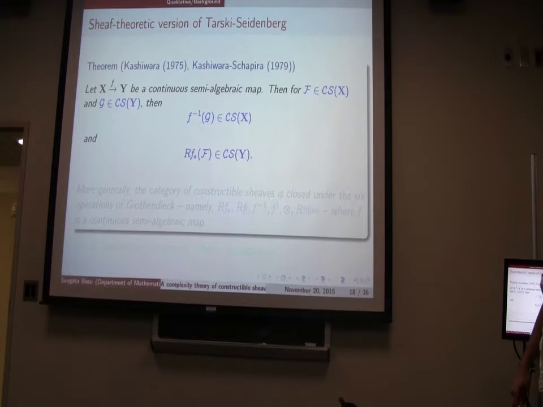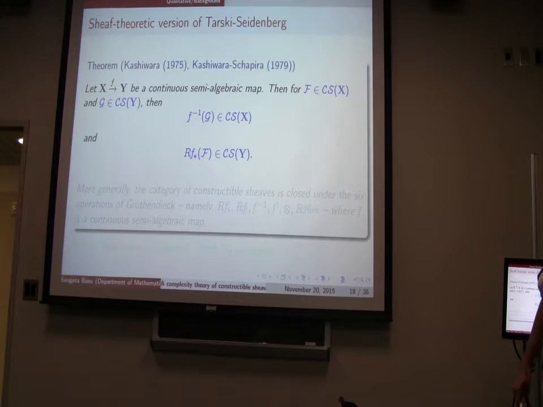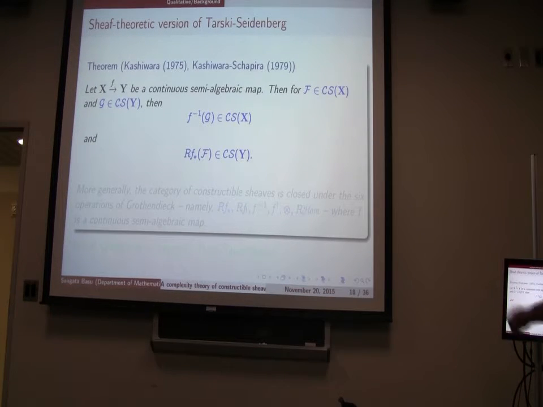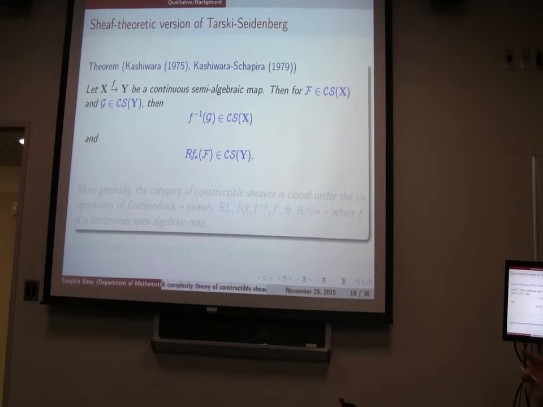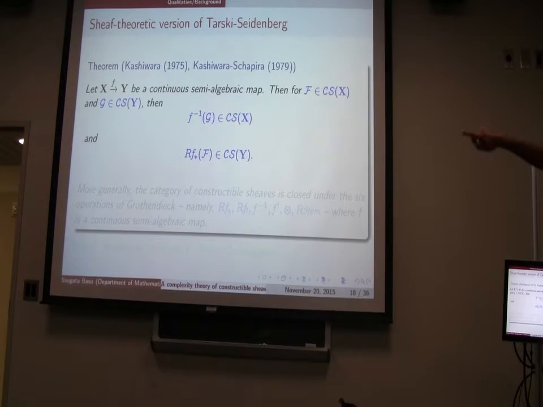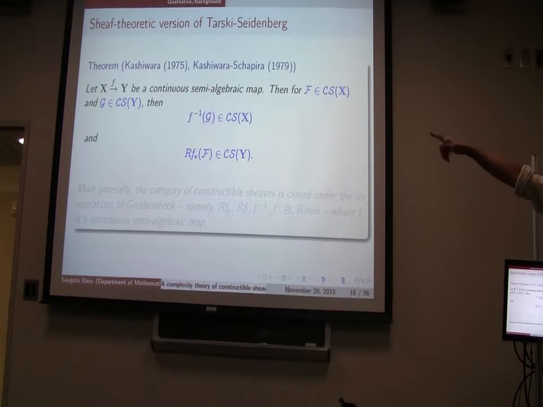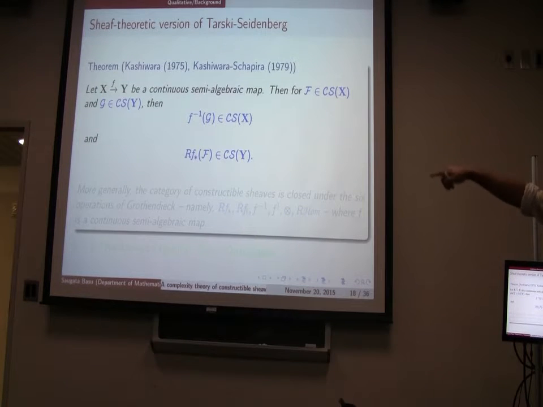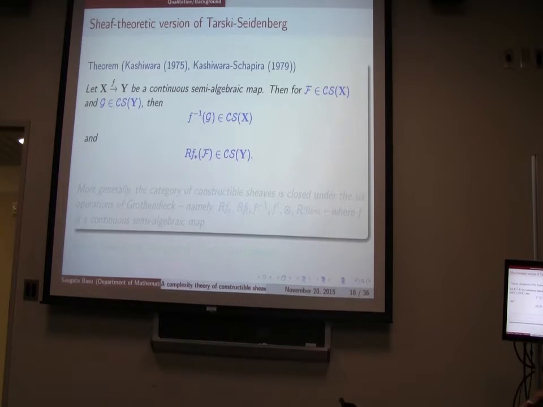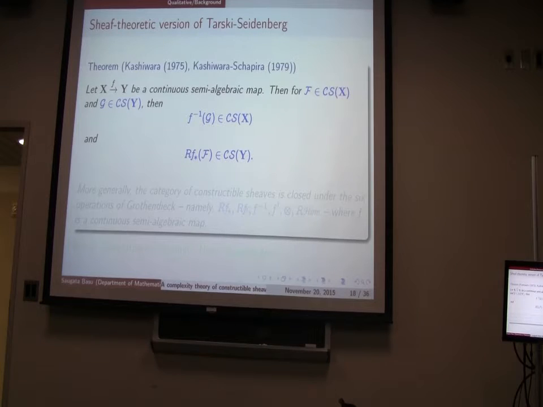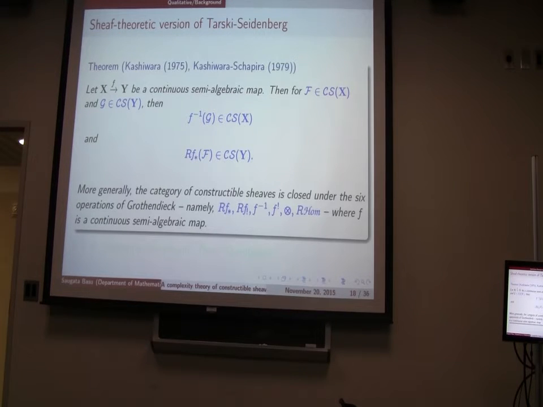So, what the theorem of Kashiwara-Shapira says is that these constructible sheaves have stability properties that mirror those of semi-algebraic sets. For example, if you have a semi-algebraic map and constructible sheaves F and G, then the direct images and the inverse images are also constructible. In fact, they are stable under all these six standard operations of Grothendieck.